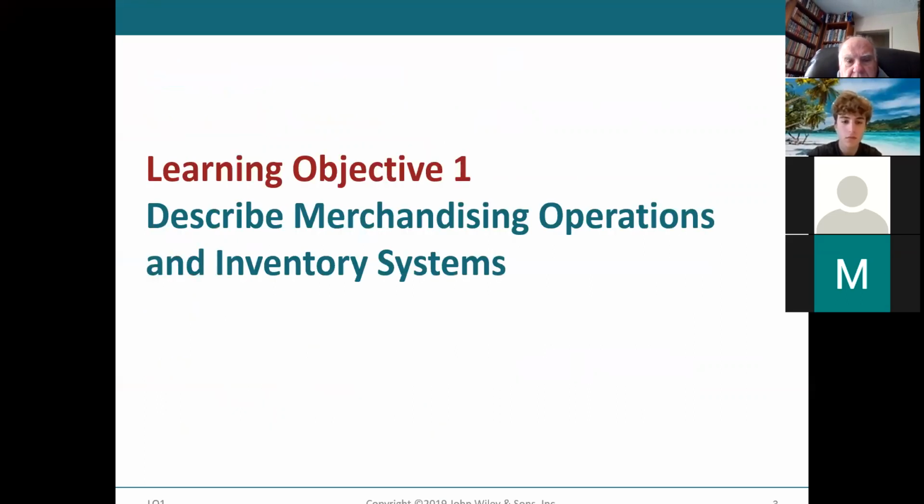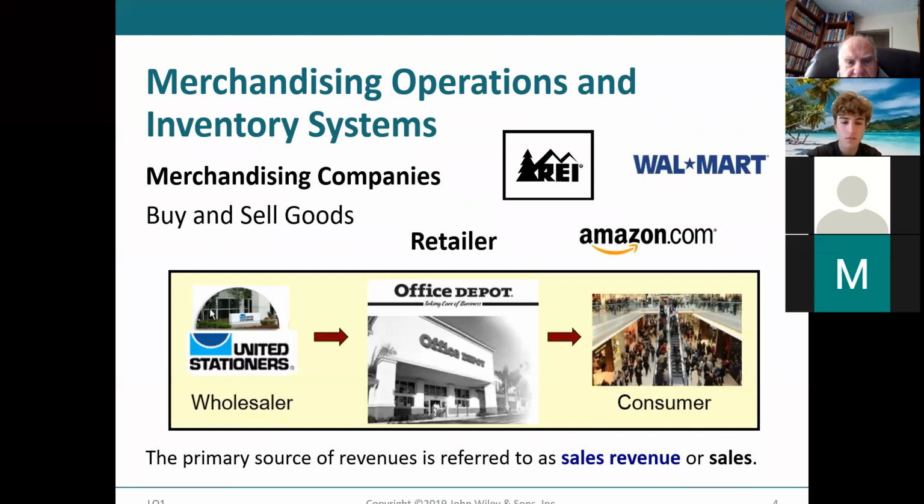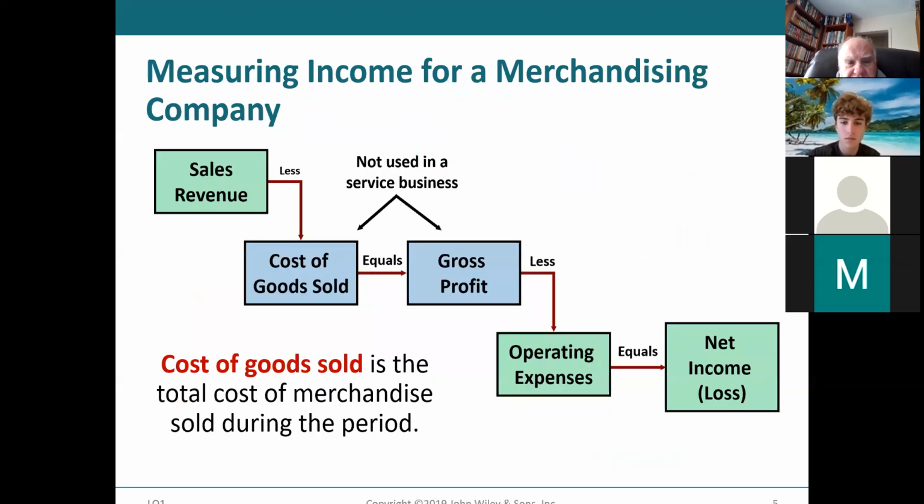Okay. Merchandising operations, inventory systems. We know about the wholesaler, retailer, consumer line, right? The wholesaler buys from the factory in big quantities, ships big quantities to the stores, and the stores sell to the end user. That's us. We're now going to see a longer income statement.